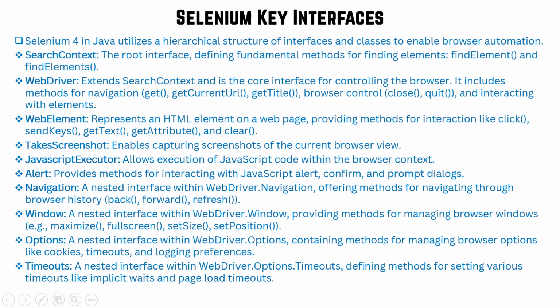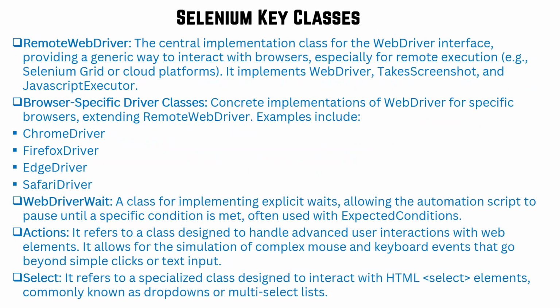Implicit wait will be coming in the Timeouts one only, whereas fluent and explicit wait will be coming in the WebDriverWait class. So these are the important classes available. One is RemoteWebDriver. In case you want to do the execution through Selenium Grid or remotely, you can use that RemoteWebDriver class.